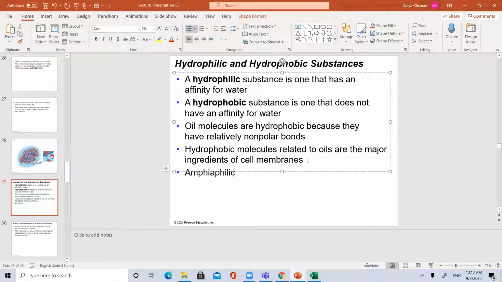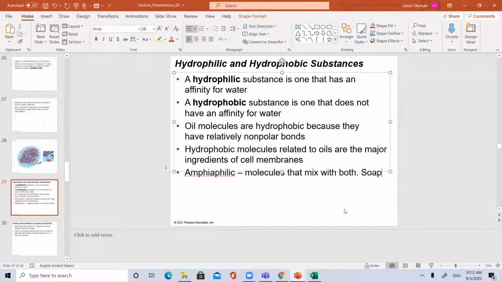Amphiphilic. Amphiphilic is actually molecules that mix with both. A good example of amphiphilic, amphi means both, right? Soap.